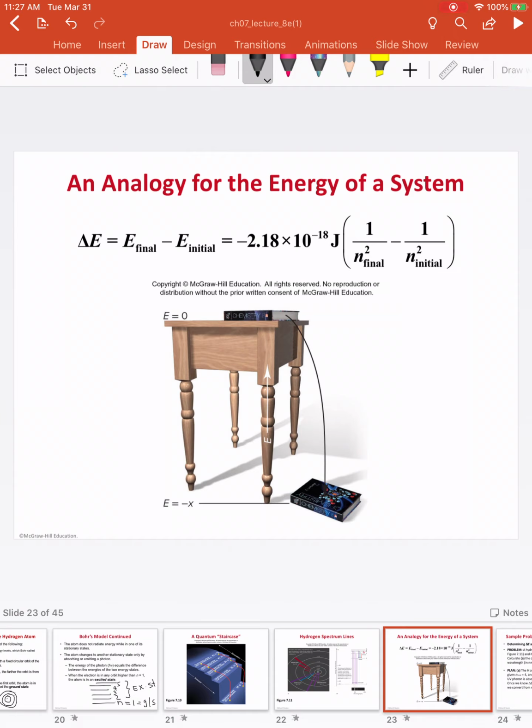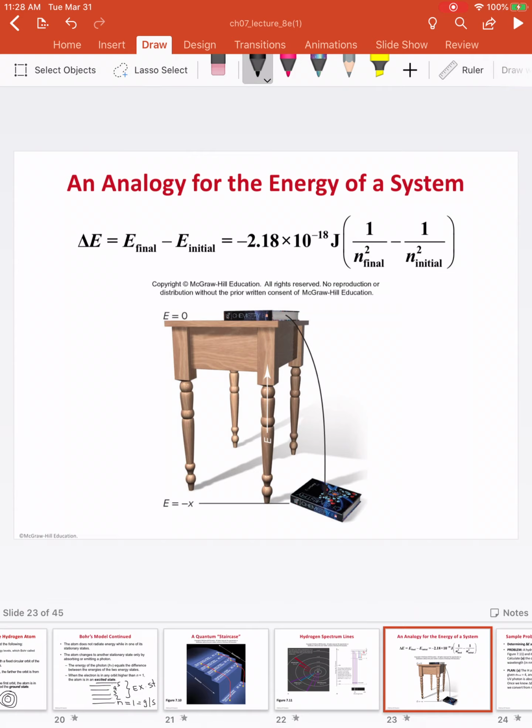And here's an analogy for the energy of a system. You can see there is a chemistry book on top of the desk, and the energy is 0. When it comes to the floor, it has to lose energy, because when it is at a higher place, it has potential energy. Using the kinetic energy, it loses its energy and becomes negative x. So the book cannot be somewhere in between. It has to be either at the top or the ground state.